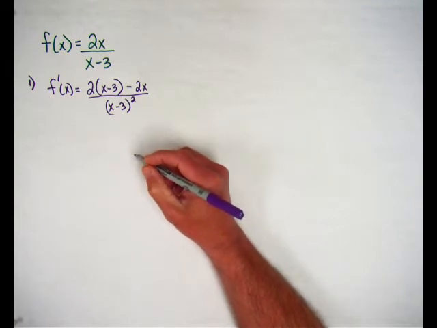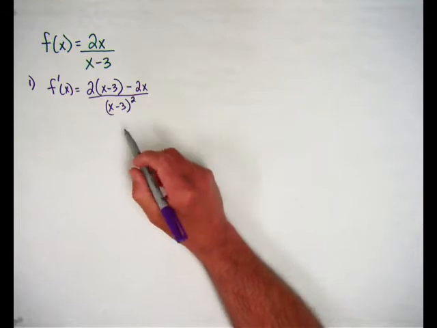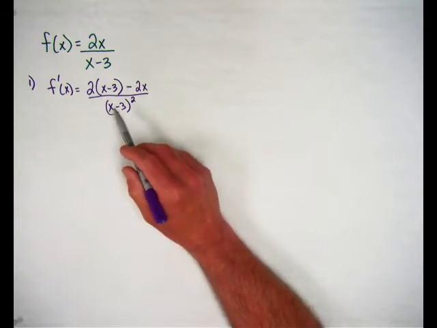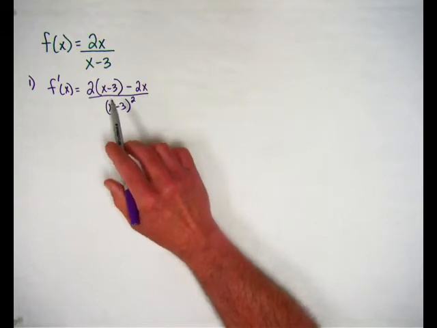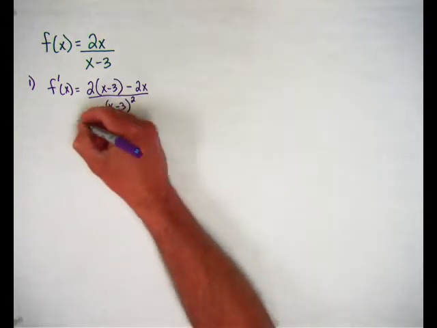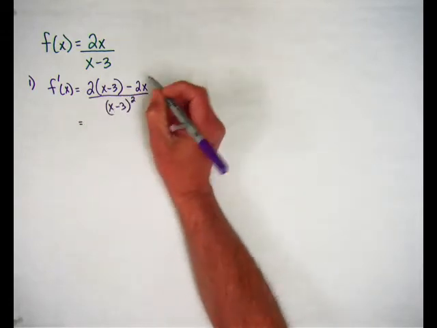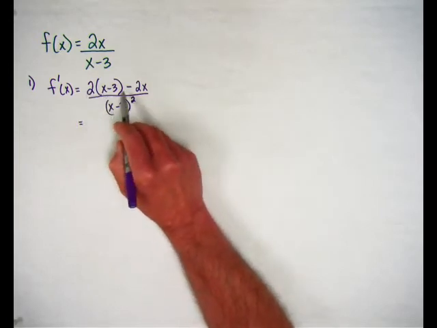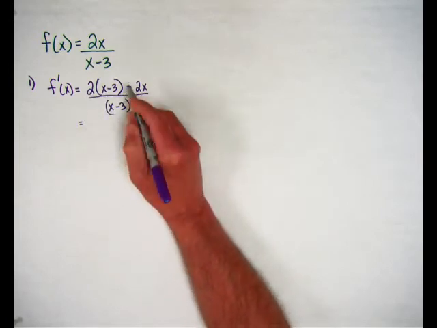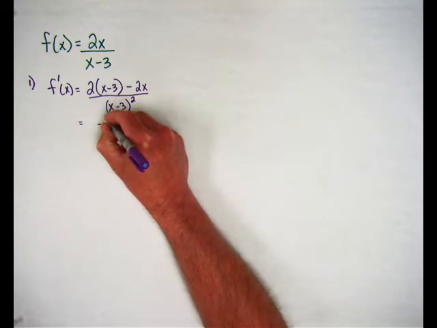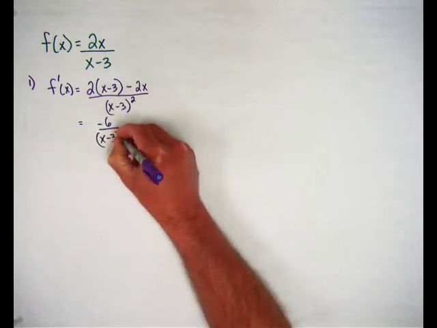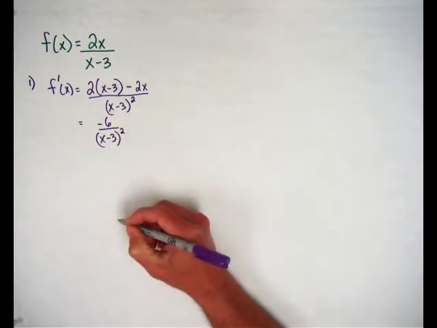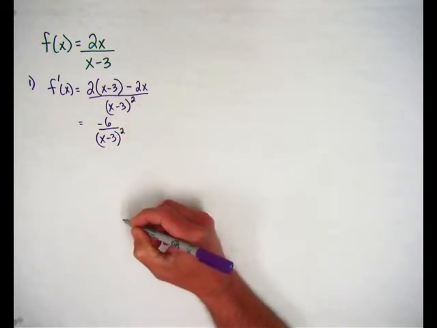Now we're going to have to find the critical points, if there are any, and we're also going to have to take a second derivative. So it's absolutely essential that we know how to simplify our first derivative. Now in this case there isn't much to do. We can distribute the 2 into the bracket, and we'll end up with f prime being 2x, take away 2x, which cancels. So we'll end up with just minus 6 over x minus 3 squared. So there's our first derivative in its absolutely simplest form.